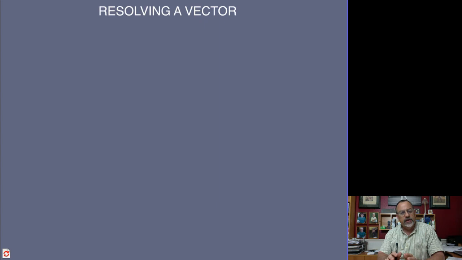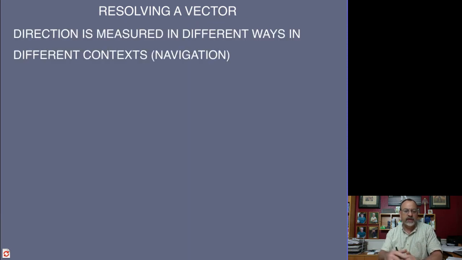There is another way to represent the vector, and that is by giving the vector's direction as an angle measurement and then giving its magnitude, and this is sometimes called resolving a vector. Now, direction, you remember, can be measured in different ways using different reference points depending upon the context.